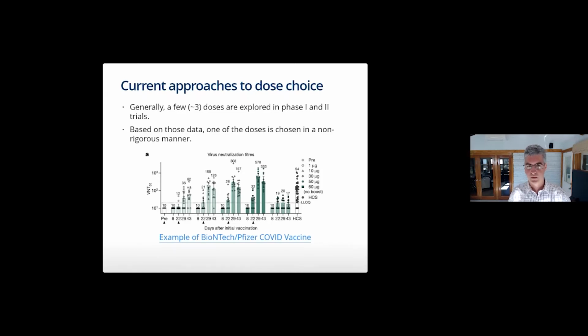I just put here a slide from the Pfizer-BioNTech COVID vaccine. You saw here they had 5 different doses, though the highest dose was in a non-boost and the others were boost. Based on this data and also the side effects, they decided, okay, let's go ahead with the 30 microgram, which is then the one that was moved into phase 3 trials. Next slide, please.